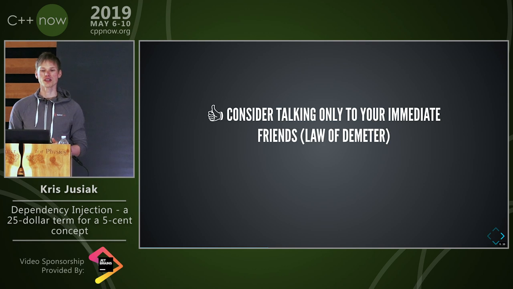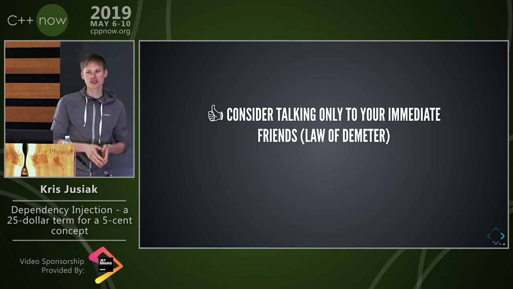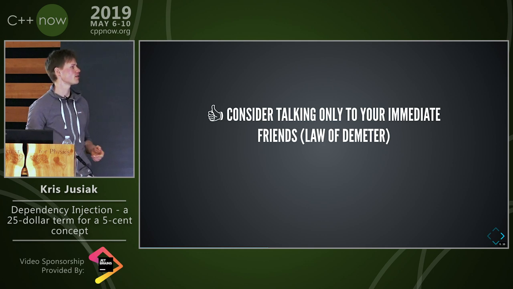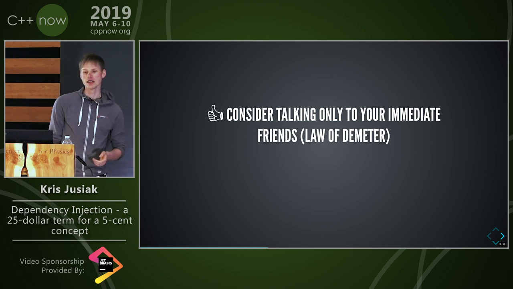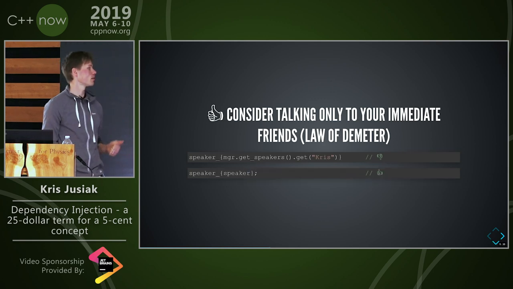So let's just talk to the immediate friends, which means let's pass what we need for that object through the constructor. It's also called the Law of Demeter, the principle guideline. So that's bad, but that's good. So let's follow that one.